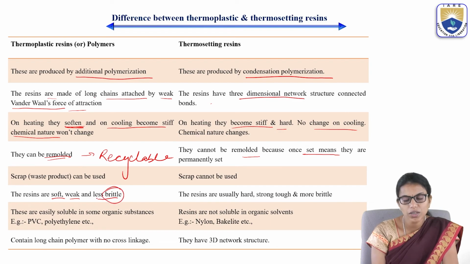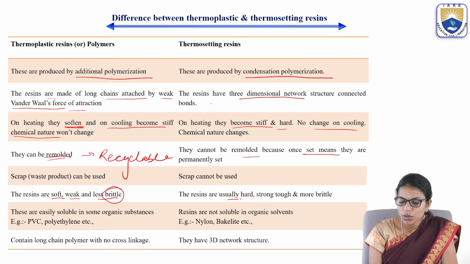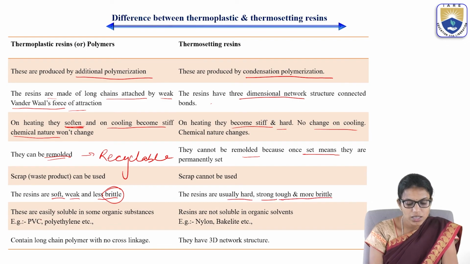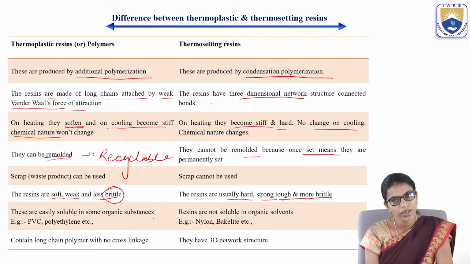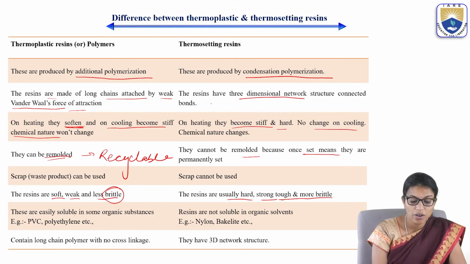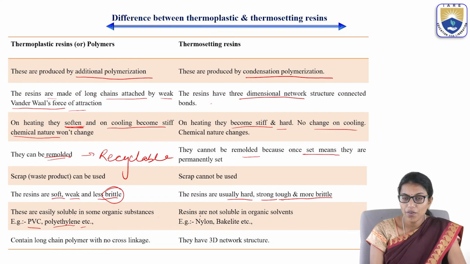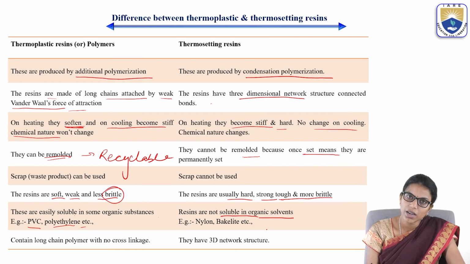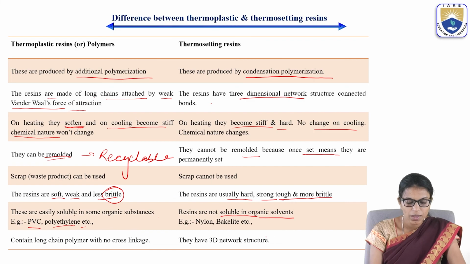The thermoplastic resins are soft, weak, and less brittle. Because of this property only, they are more and more recyclable. The thermosetting resins are usually hard, strong, tough, and brittle. Thermoplastics are easily soluble in organic solvents, which is why we can change their shape again and again. For example, polyvinyl chloride, polyethylene, etc. While thermosetting resins are not soluble in organic solvents, for example, nylon, bakelite, etc.